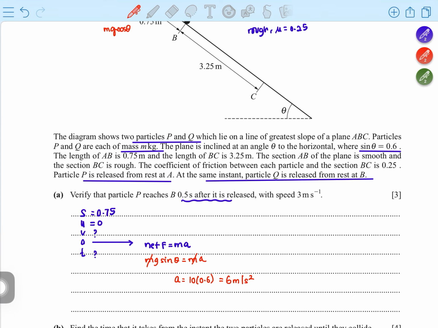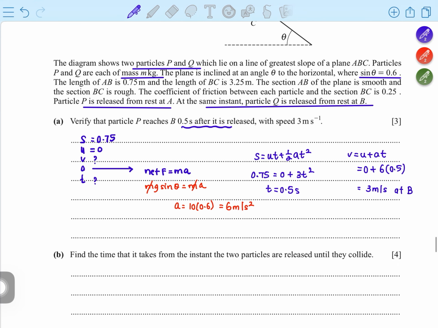Now we can start by finding the t first. So s is equal to ut plus half at squared. You input everything: 3t squared, therefore your t should be 0.5 second. Since I have the t value, I can find the v using u plus at. Initial is 0, acceleration is 6, time is half. It took half a second to travel 0.75 meter, therefore the final speed at B is 3 meters per second.